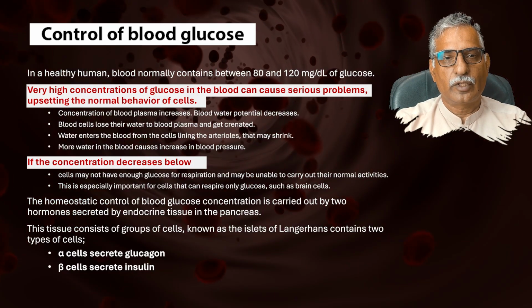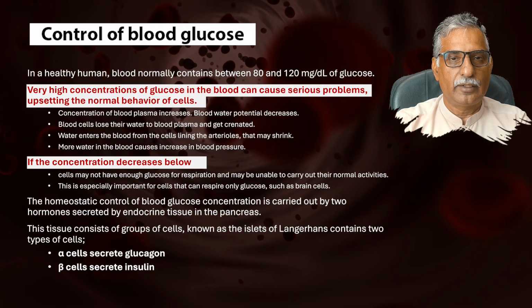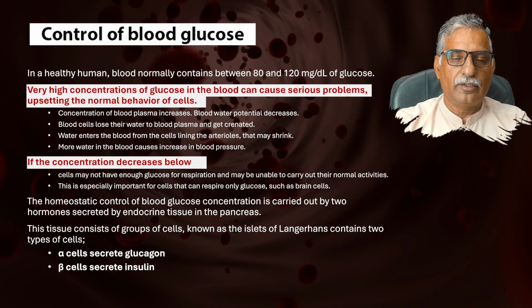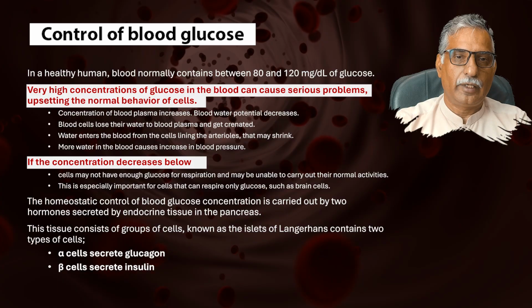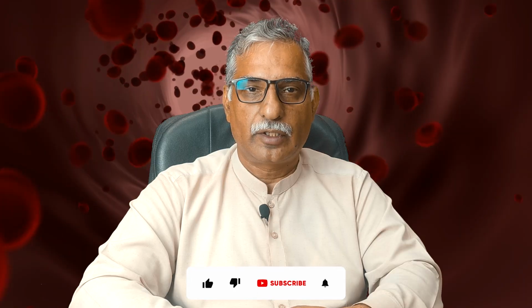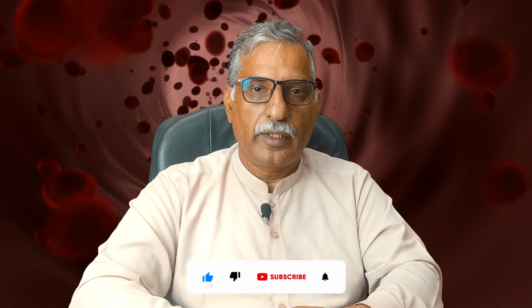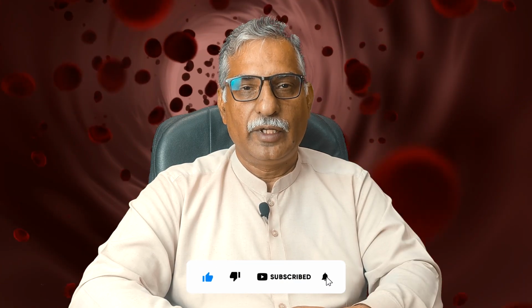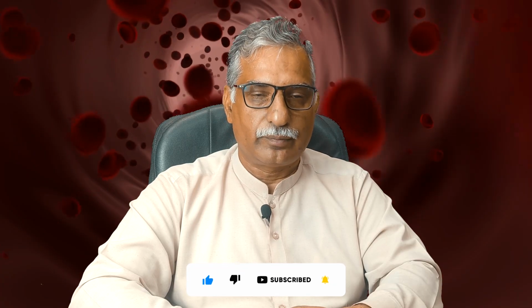Both of these hormones are produced simultaneously by these cells, and they are released into the blood in order to maintain glucose concentration within the optimum range. So these cells, with the help of their receptors, can detect the glucose concentration in the surrounding tissue fluid and accordingly manage the release of their respective hormones.